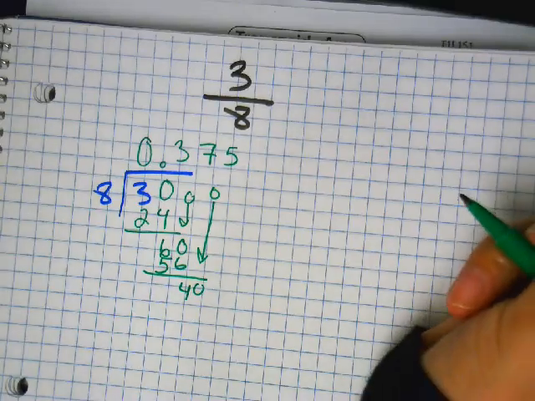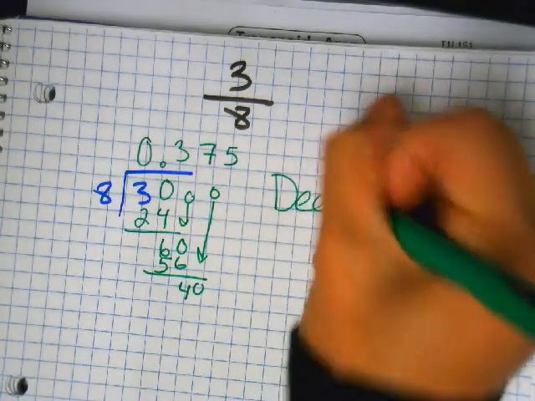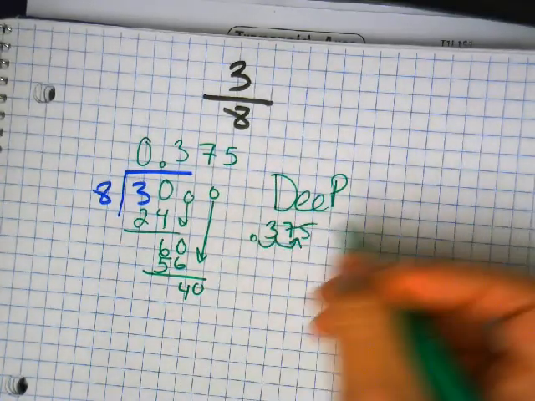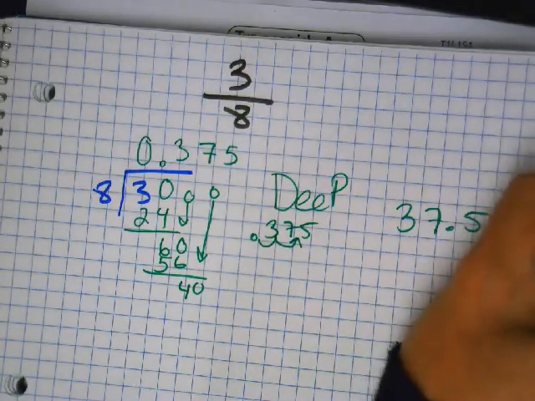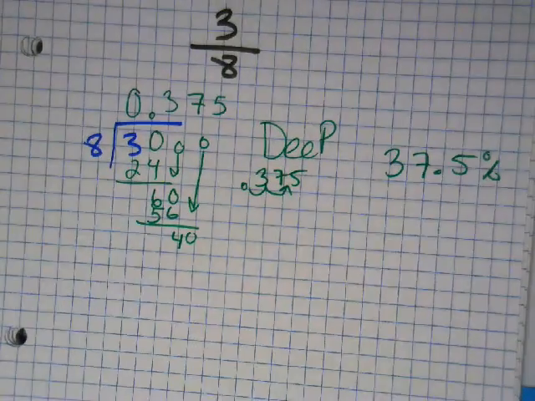So 0.375. I move the decimal twice with the word deep, or multiply it by 100. You're left with 37.5%. Easy enough? All right. Let's do it.